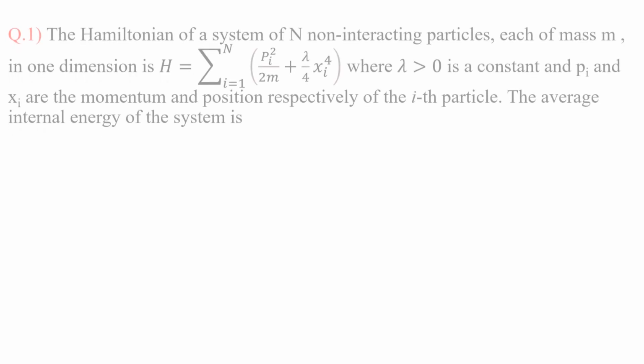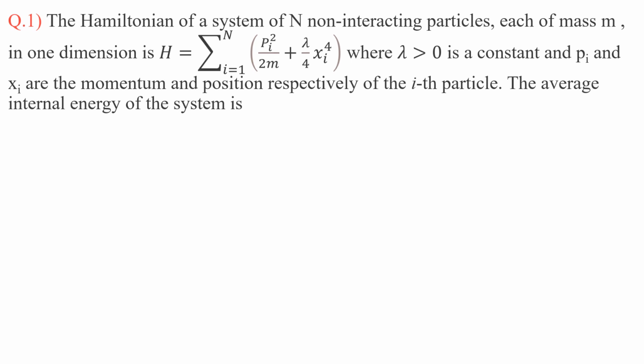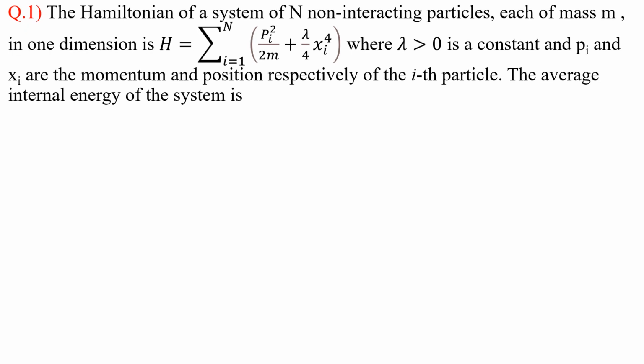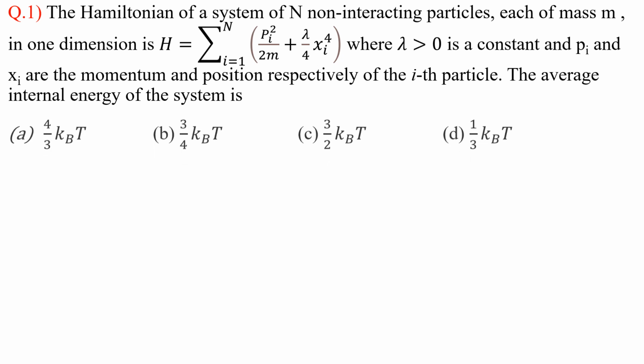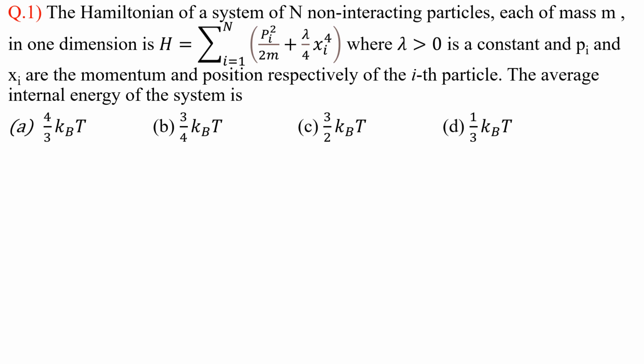Question 1. The Hamiltonian of a system of n non-interacting particles, each of mass m in one dimension is H equals kinetic energy plus potential energy, where lambda is greater than 0 and is a constant, and p_i and x_i are the momentum and position respectively of the ith particle. The average internal energy of the system is: option A 4/3 kBT, option B 3/4 kBT, option C 3/2 kBT, option D 1/3 kBT.